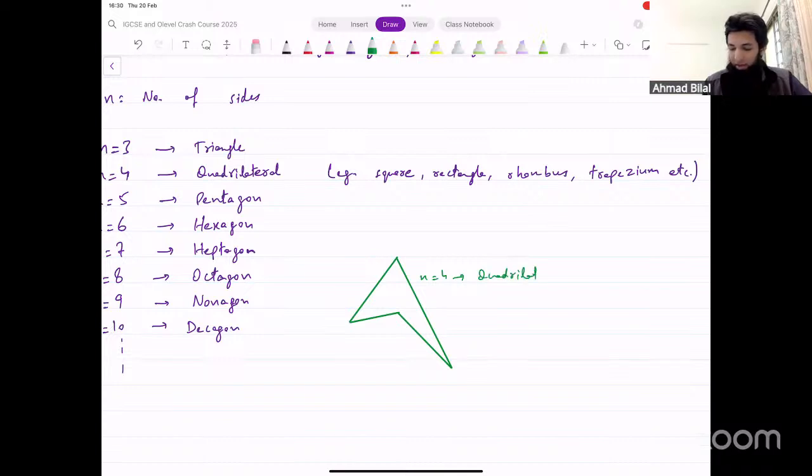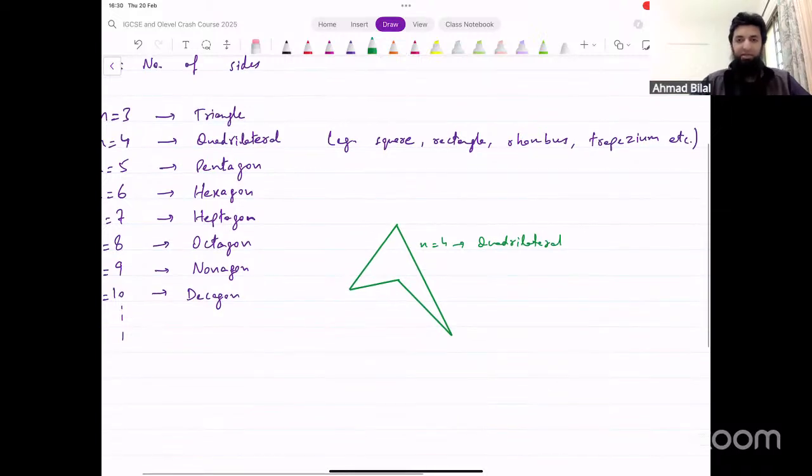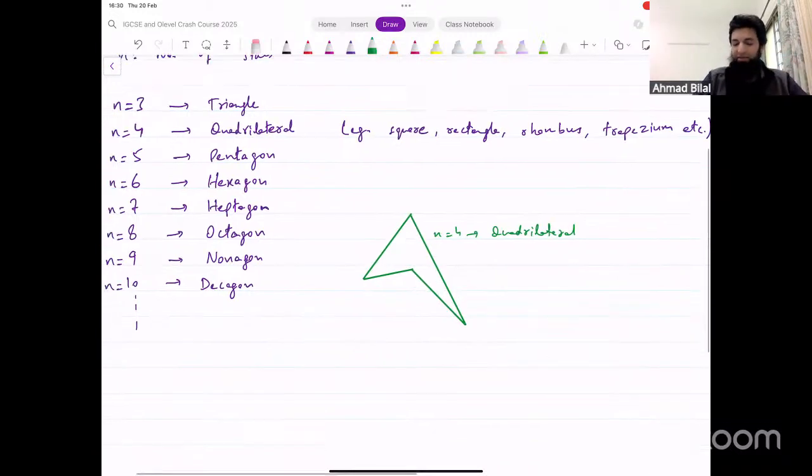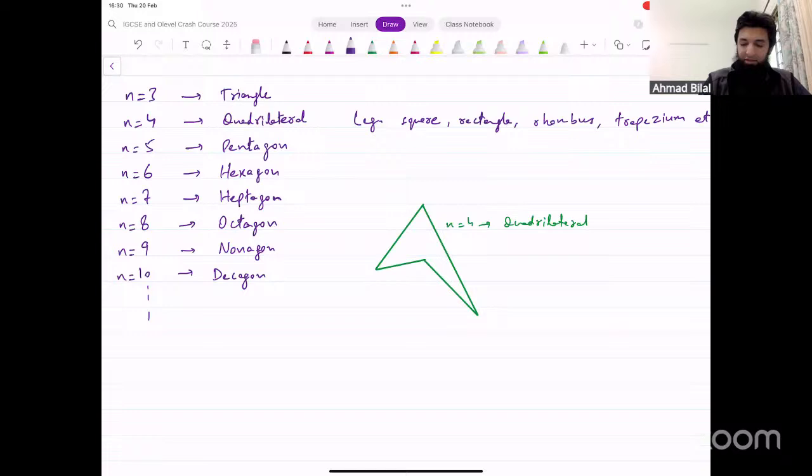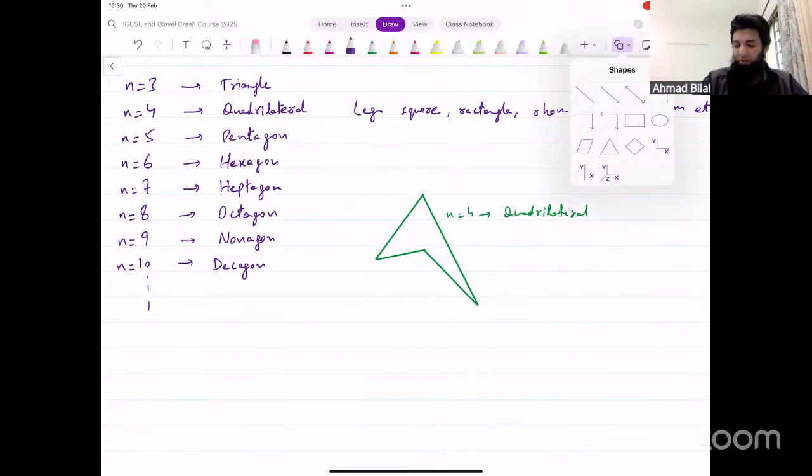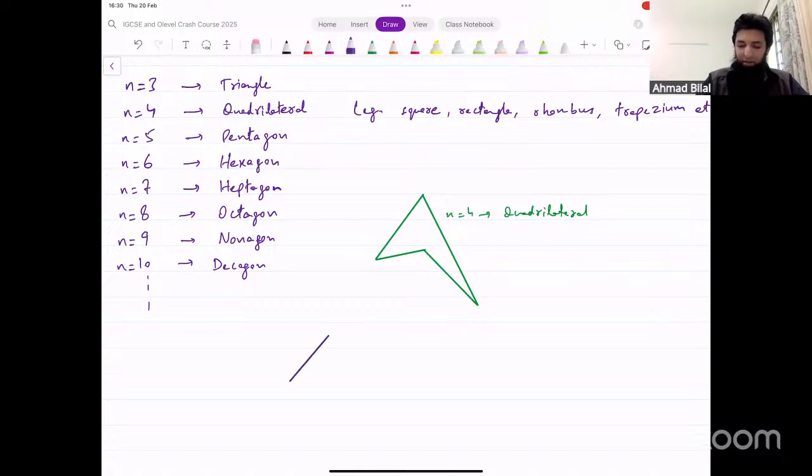Okay. And then any figure that has 5 sides, that's a pentagon. Any figure that has 6 sides, that's a hexagon, and so on. Okay. Let me show you another figure. Again, a random figure like this.